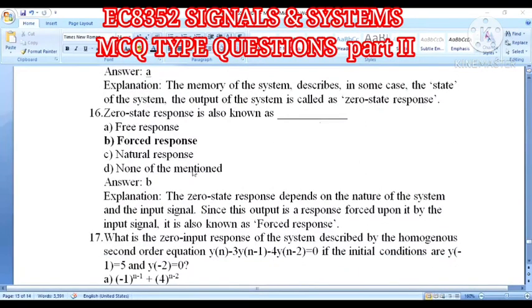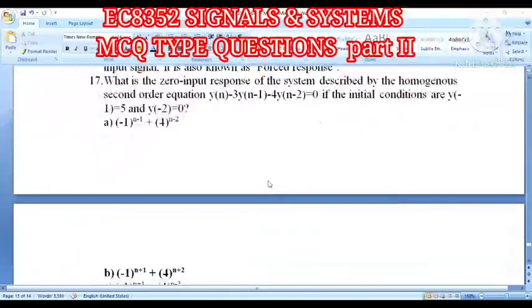Next question: zero state response is also known as forced response. Without seeing this answer, we are able to answer it. Already we discussed, isn't it? The zero state response depends on the nature of the system and input signal. Since the output is a response forced upon by its input signal, we call it forced response. Am I clear? Right.